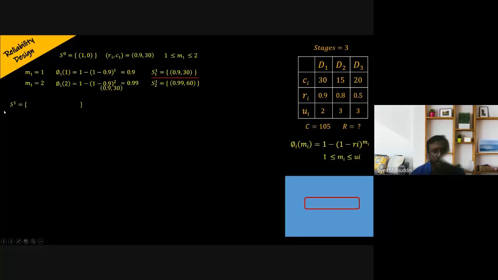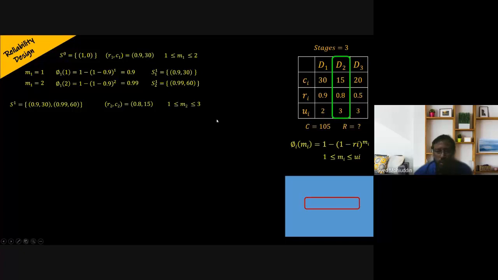S1 we will compute for the second stage. So S1 will be the union of S11 and S12. So both these elements form a part of S1. Then, in S1 we have to add the second device, whose reliability is 0.8 and its cost is 50. Now here at most 3 devices of D2 can be added.